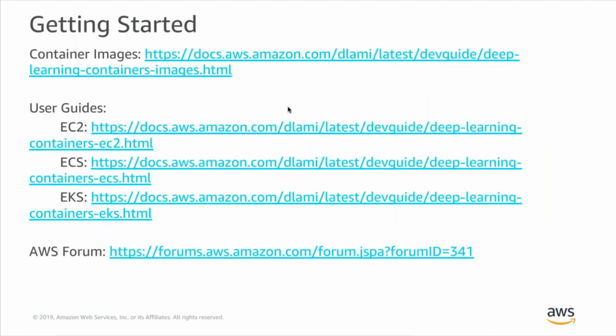And before we wrap it up, I wanted to share some useful reference materials as you use deep learning containers across EC2, ECS, and EKS. So we have detailed step-by-step guides and tutorials that cover training and inference with both TensorFlow and MXNet across EC2, ECS, and EKS. With EKS, you'll also find detailed step-by-step instructions on distributed training with TensorFlow and MXNet. With TensorFlow, distributed training uses Horovod, and with MXNet, we use the parameter server approach.